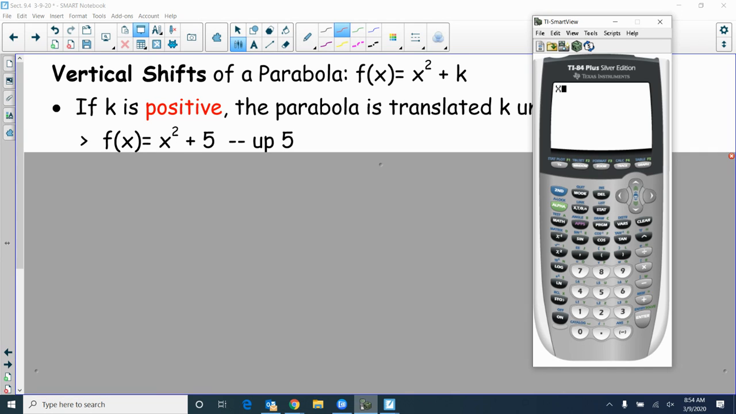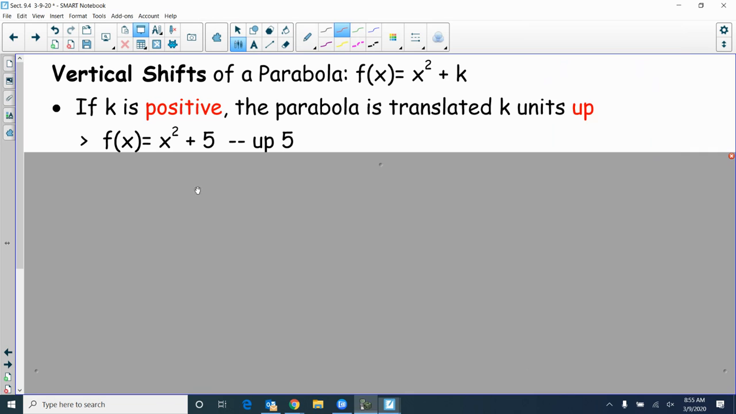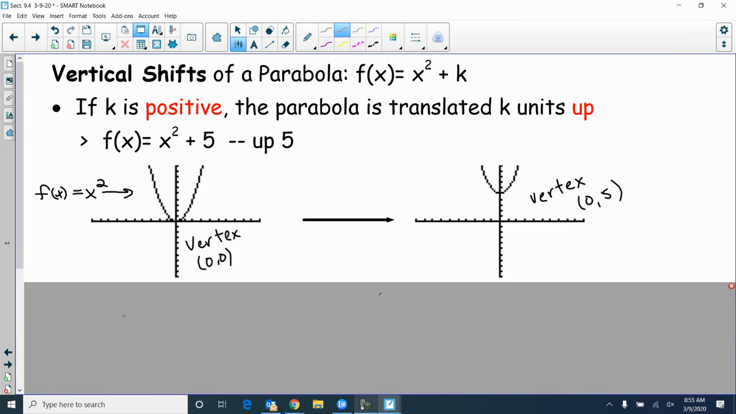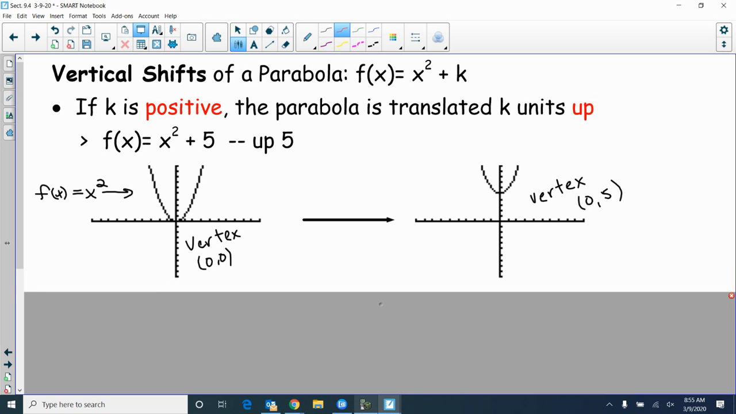2x, whoops, hold on. And then we got x squared plus 5. Instead of starting at 0, 0, where does it start at? It moves up 5 units. So what that does is that's going to move it up 5. So for this one here, your vertex is 0, 0. What's your vertex here for this one? 0, 5. So write that on there. So indicate what the vertex is. That's going to be important.